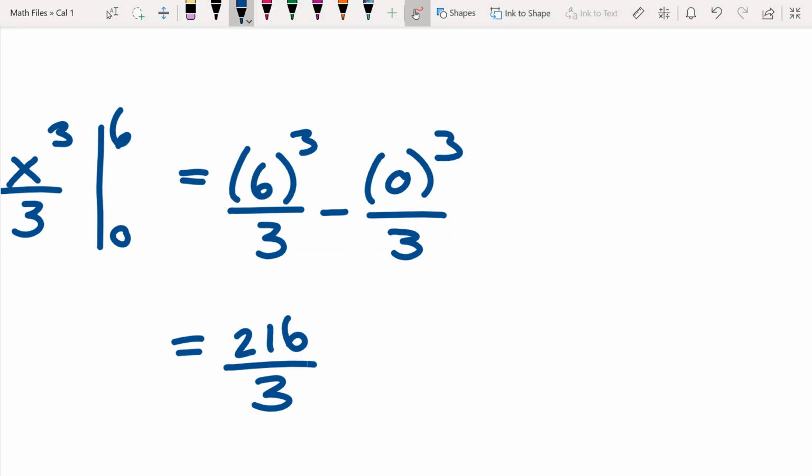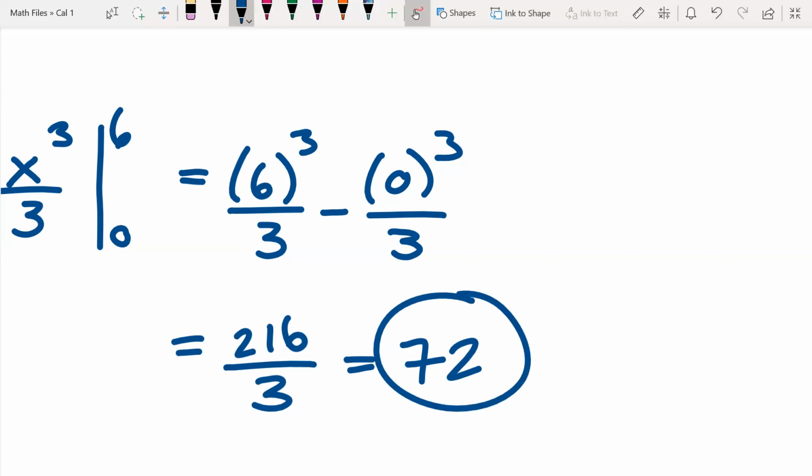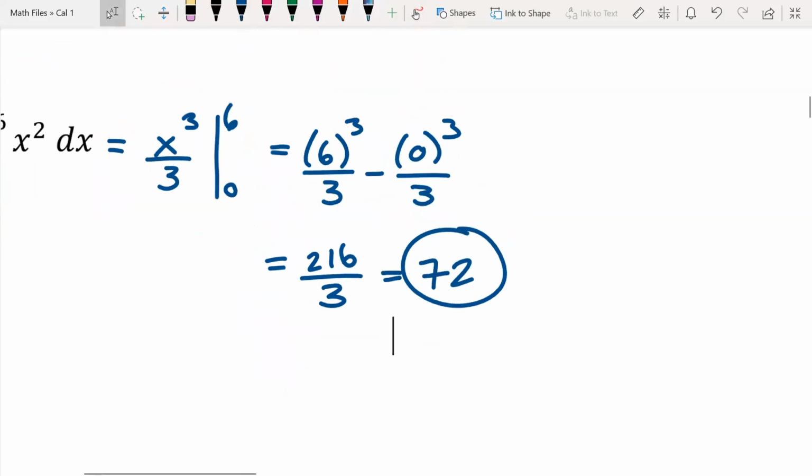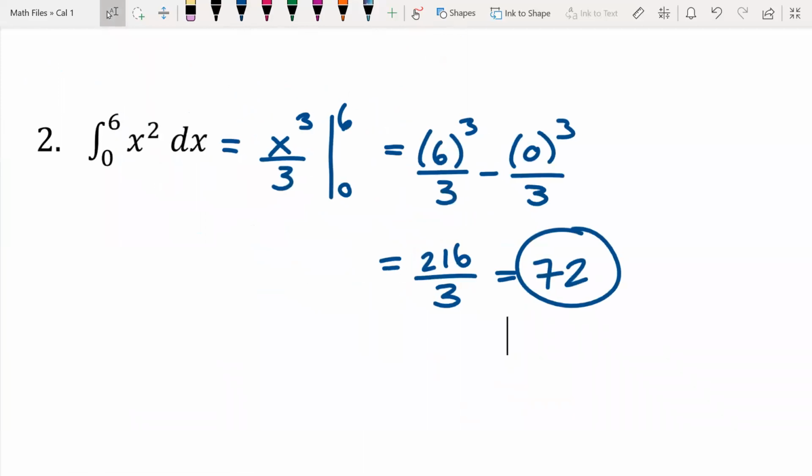We're good. All right. And now 216 divided by 3. You guys want to see a fun trick? What's 21 divided by 3? 7. What's 6 divided by 3? 2. There we go. Look at that. Didn't you just do long division? Nope, not at all.